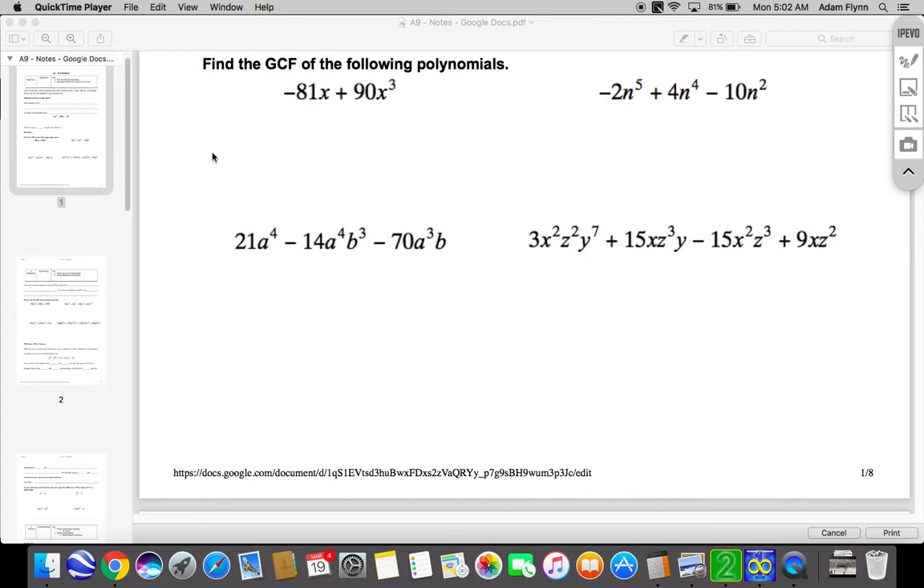This is the example video for finding the GCF, or the greatest common factor. So let's get started. I'll take a look here and see what both terms are divisible by. Taking a look at the numbers, I have negative 81 and a positive 90. Well, I know both of those numbers are divisible by 9.